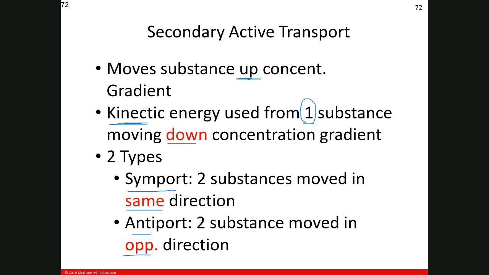Granted, that doesn't require energy, but the sheer movement of that substance is generating energy. And then the second substance is going to take advantage of that energy, and it allows it to move. So that's why it's secondary. When we're talking about the pump, that's a primary. It's when the movement of sodium does not benefit the movement of potassium. Potassium doesn't get energy. It doesn't move because it's getting energy from sodium. It just happens. It just doesn't work like that.